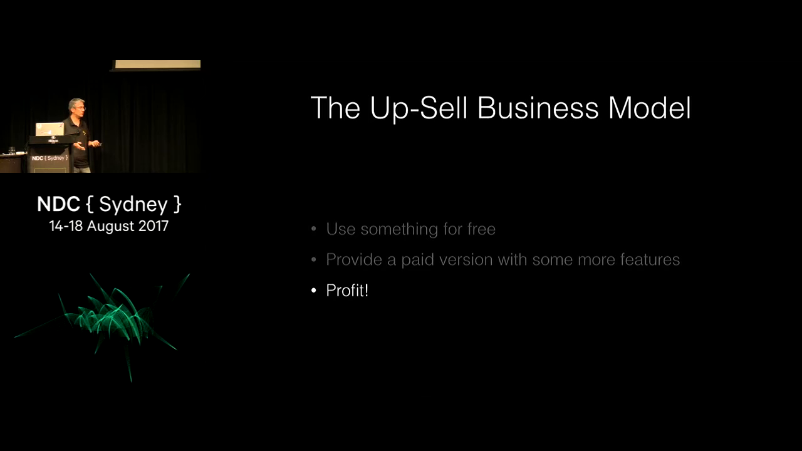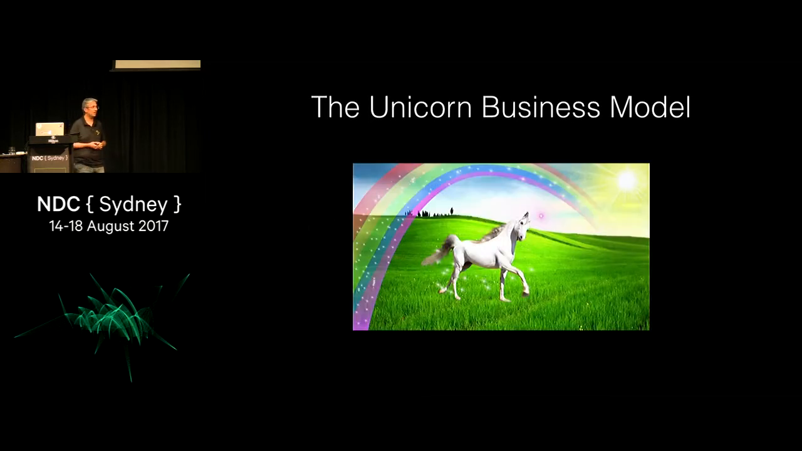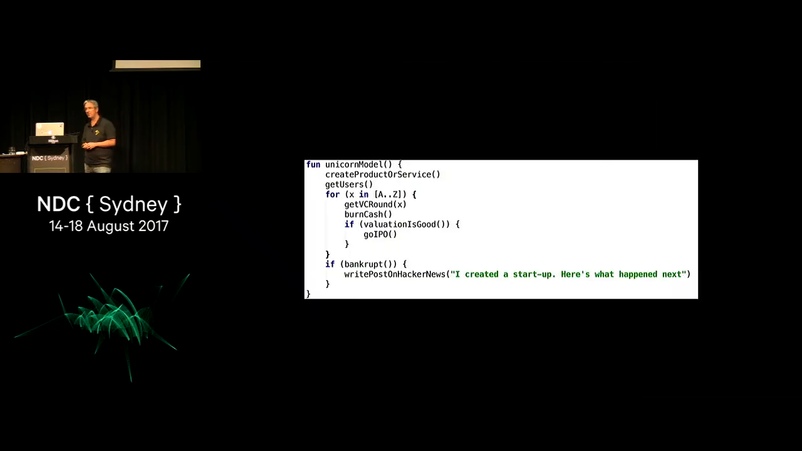Now, that's a very traditional business model. There is, of course, the unicorn business model. How many of you are familiar with this business model? So the unicorn business model, I can explain it in code because that way you'll all understand, right? You create a product or service and you get users. Then you go through a series of rounds. You try and get VC rounds. You burn cash as fast as possible. You try and do a valuation, if it is good, you IPO. If not, you just get another round.